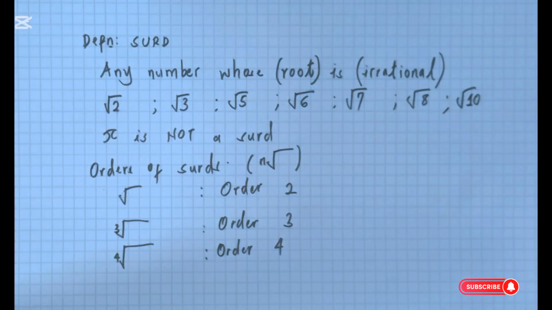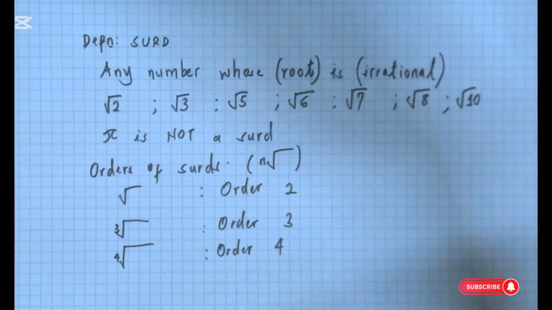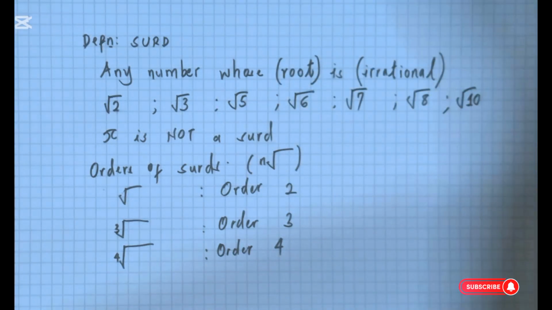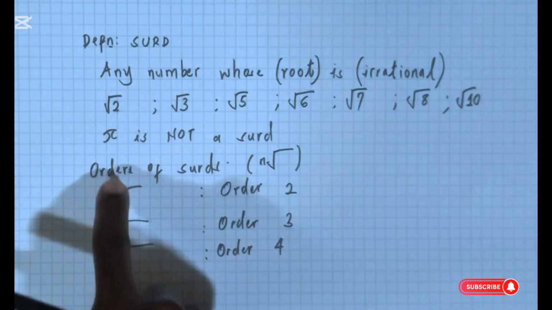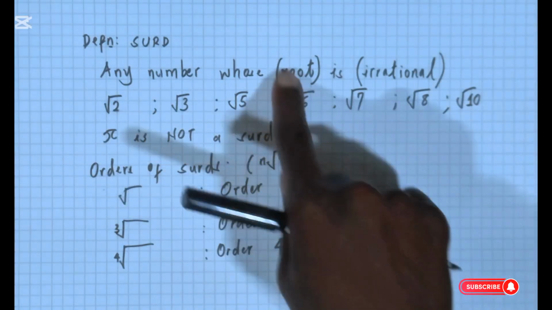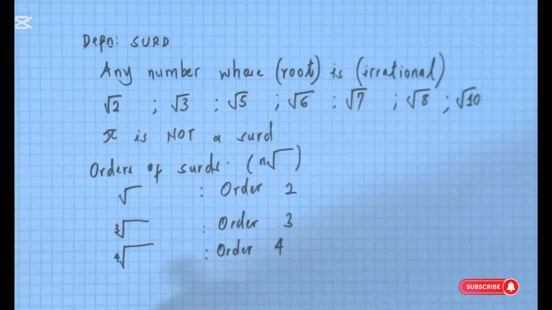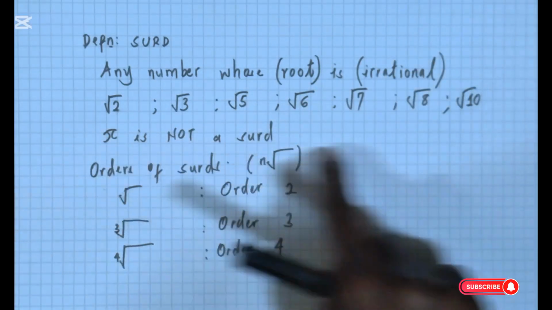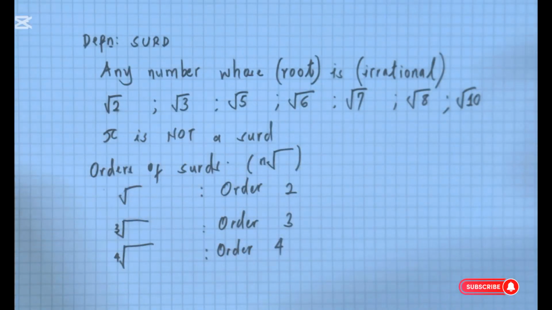So that's it for this particular class. We've looked at what a surd is and given a few examples, and we've pointed out what a surd isn't. As much as surds are irrational, not all irrational numbers are surds. Example, pi is not a surd. Why? Because we cannot write pi in a root form. Pi is irrational, yes, but we can't write it in a root form, so therefore pi is not a surd. And many other constants in mathematics.